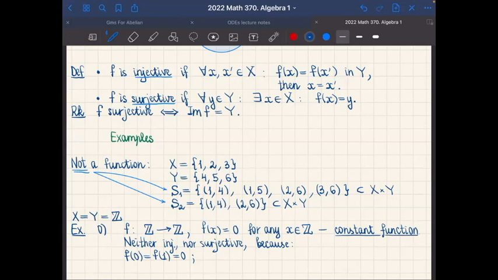And on the other hand, there does not exist x such that f of x is equal to 1. So there is an element which doesn't have a preimage. So it is not surjective. And in the second sense, we can also determine the image of this function. It is the subset of one element. And we know that this is definitely not the set of integer numbers.